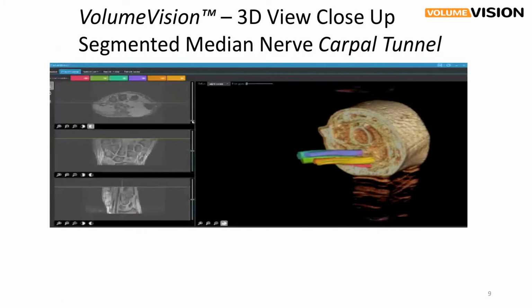What we are showing here is the segmented nerves and tendons in carpal tunnel syndrome as an example of what segmentation software can do. The nerves and tendons are shown in color, and the wrist MRI reconstruction in 3D is shown in beige.